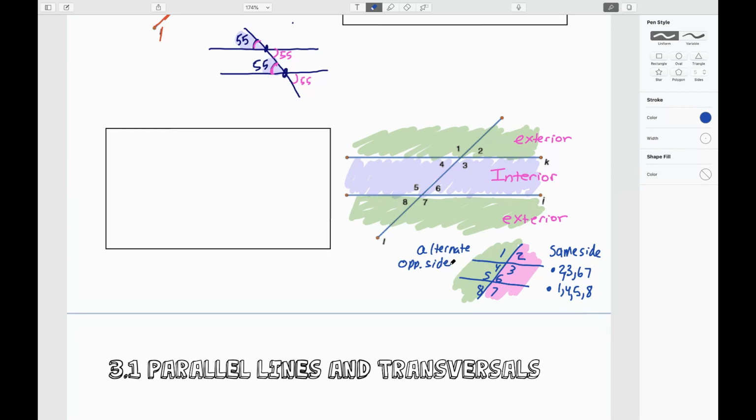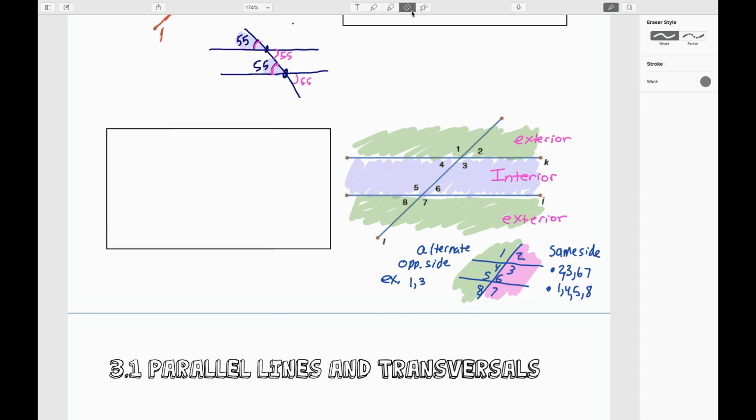Okay. Alternate means opposite side. So that means if one's on the right, the other's on the left. If one's on the left, the other's on the right. So examples of that would be like 1 and 3. Actually, I'm going to change that example. I'm going to say something like 1 and 7, or 3 and 5, or 4 and 6, because 1 is on the left and 7 is on the right.